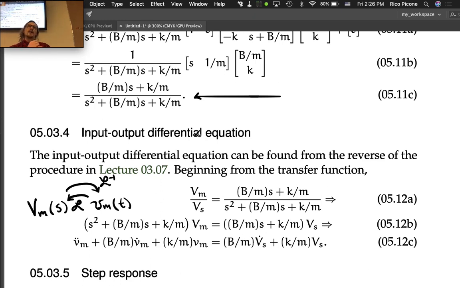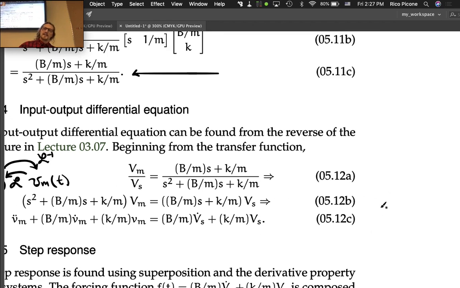Yeah? Because the Vm, I understand why that one switches, but I don't understand why the Vs is different and does not become a lowercase. Yeah, and so the problem with that is that what we have here is Vs of s, so our input is already capitalized in the time domain.